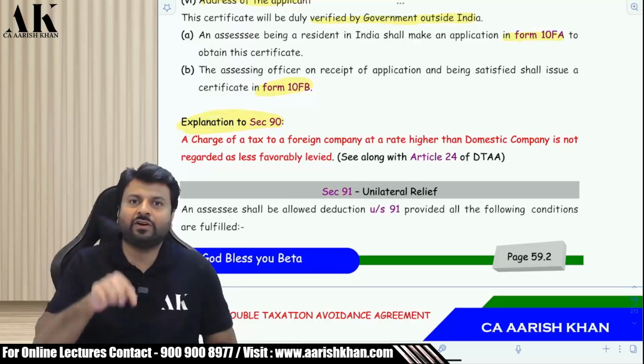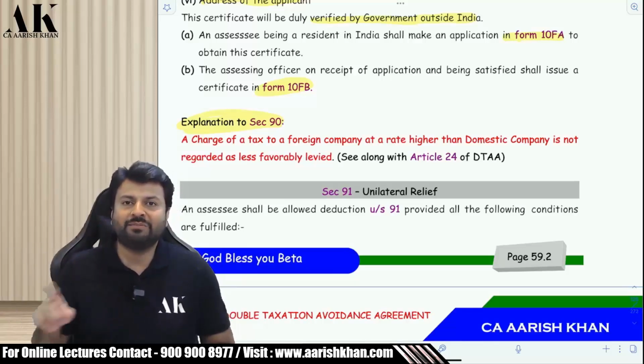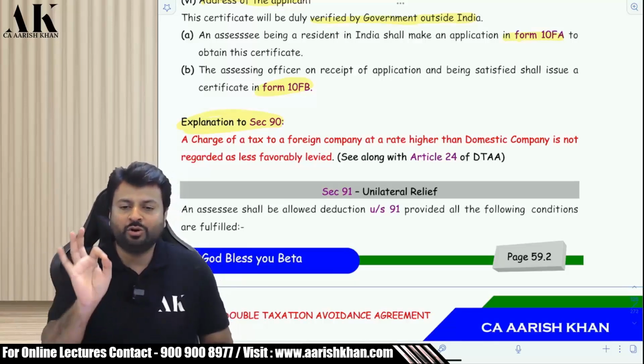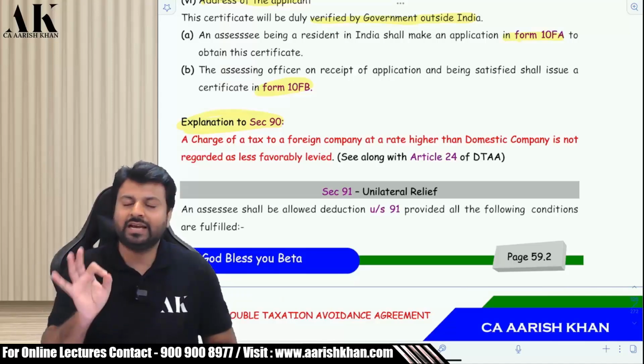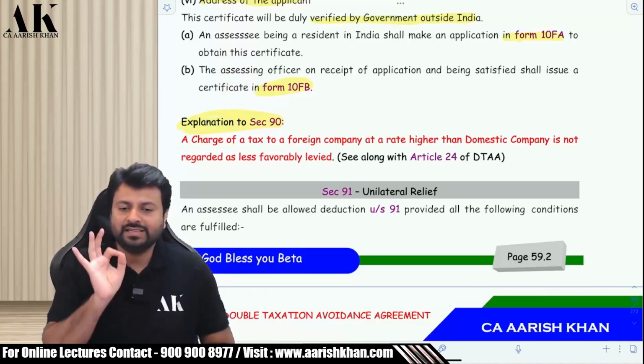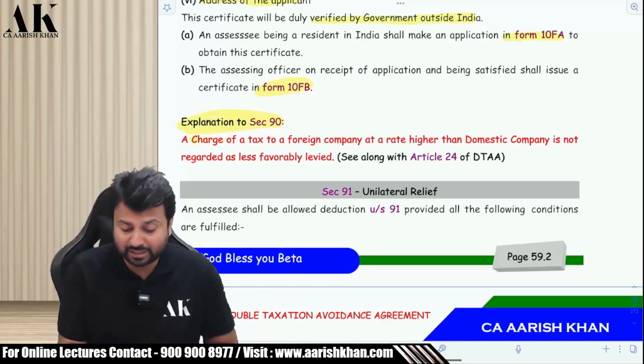If we are charging foreign company 40% and domestic company 25% and 30%, don't say that we are less favorable. We are equally favorable. You have to assume that. This is the provision which is given under the explanation to section 90.